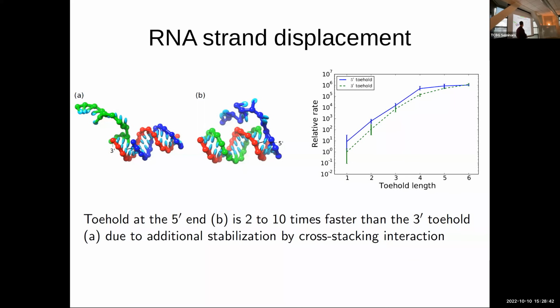We predict about 2 to 10 times faster displacement if you place the toehold at the 5' end. It might not sound like much, but multiple pharmaceutical applications of RNA strand displacement rely on trigger strands, such as mRNA, which you want to kick out some other strand as a signal. And there, they are really optimizing every single base pair. So having some desired direction be 10 times faster is actually of importance to them.